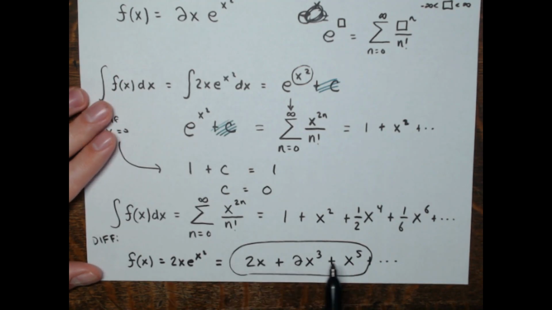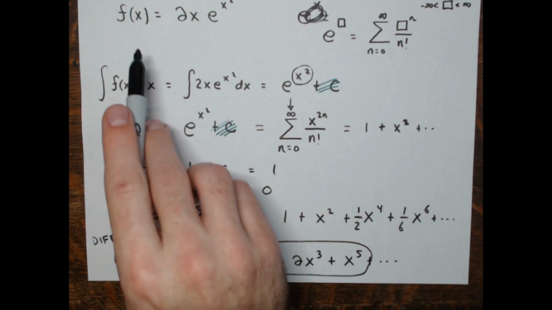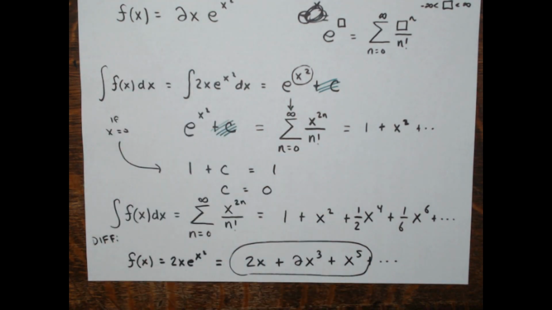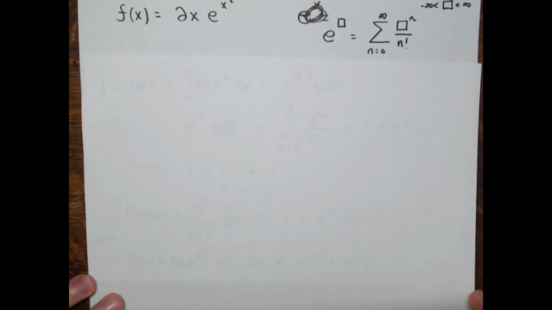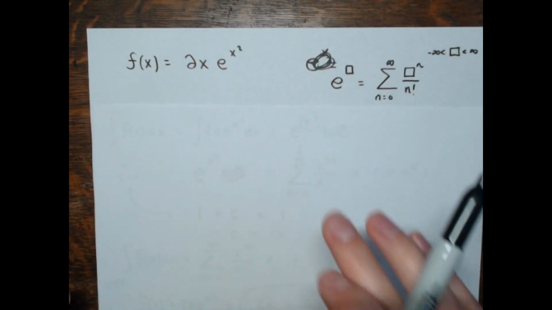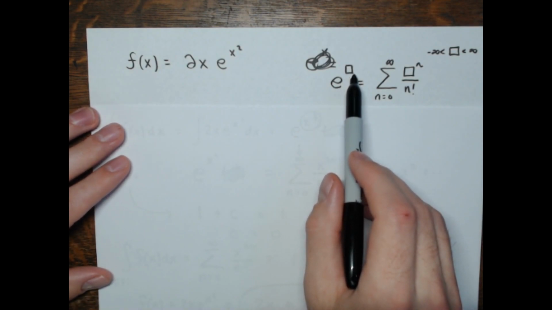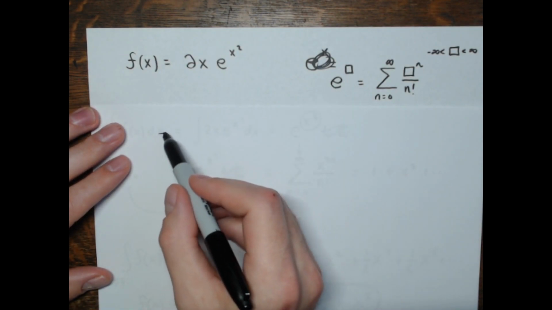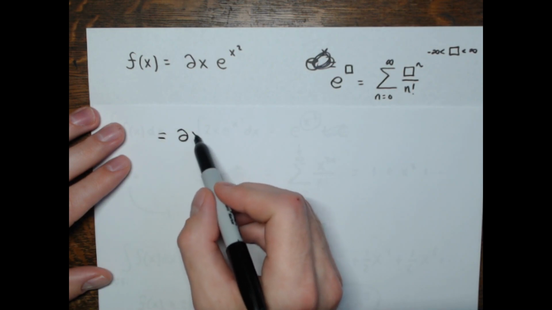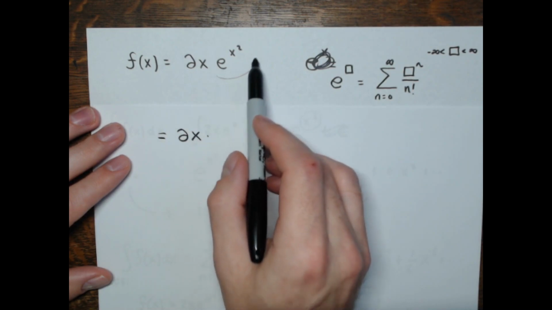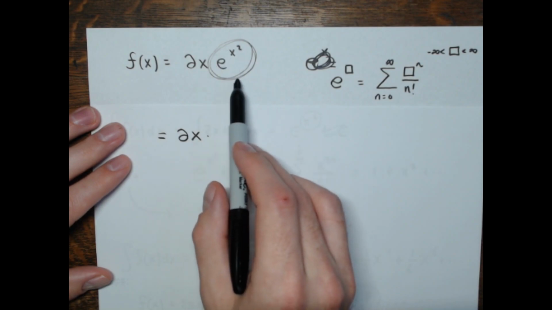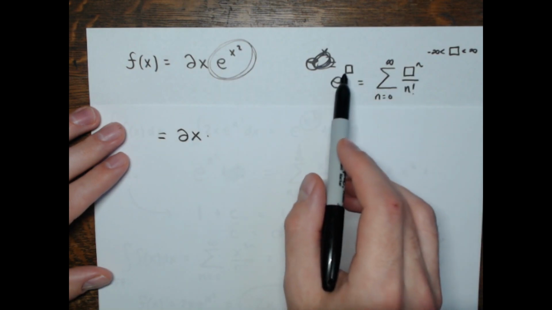Now that's great and everything, but like I said, I don't think any of this is necessary. So watch this, okay. Remember, we got the Maclaurin series for e to something. So this is going to be 2x times, and then I'll write the Maclaurin series for e to the x squared, right? Just replace the thing in the box with x squared.